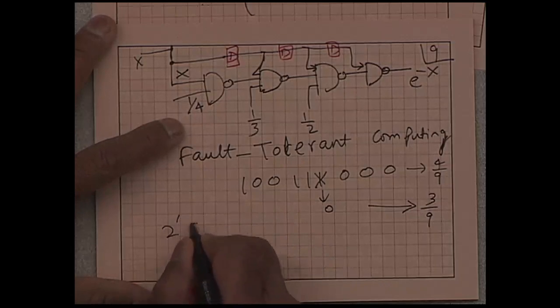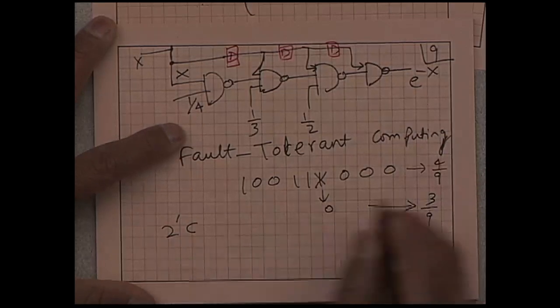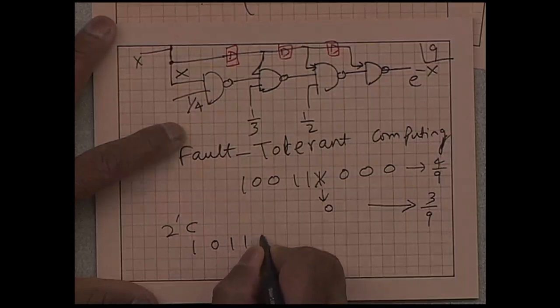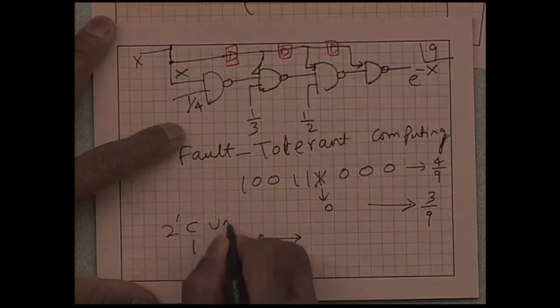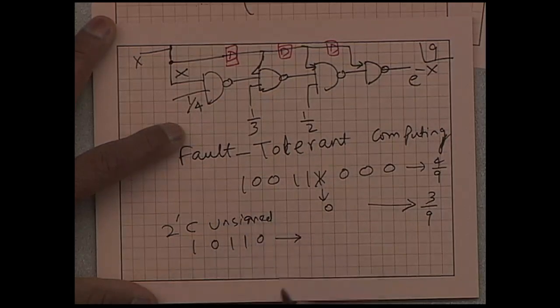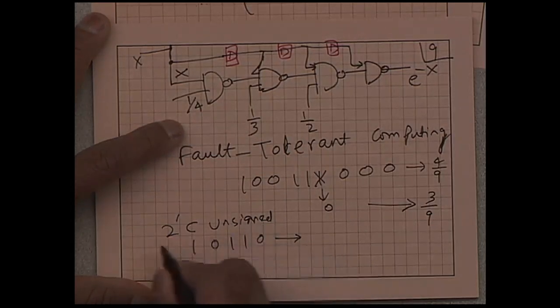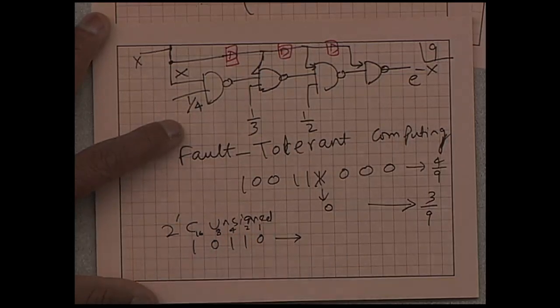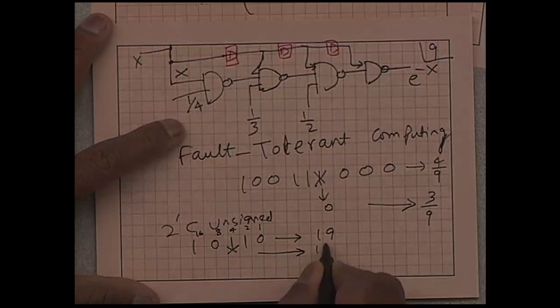But if I had a 2's complement number, okay, so I can't represent 4 by 9, but I should have a power of 2 in the denominator. But let's say that I had a 4-bit number or a 5-bit number like this. Let's say this is unsigned. It doesn't really matter. If I just take them as unsigned integers 1, 2, 4, 8, 16, so that's 16 plus 3, 19. And if this bit happens to fail, that value will change to 15.